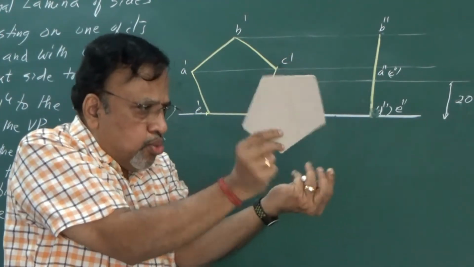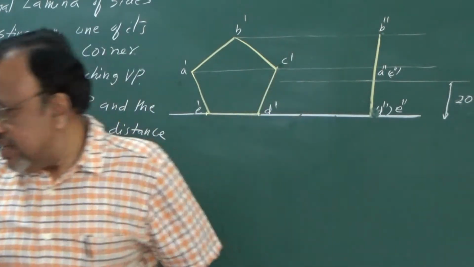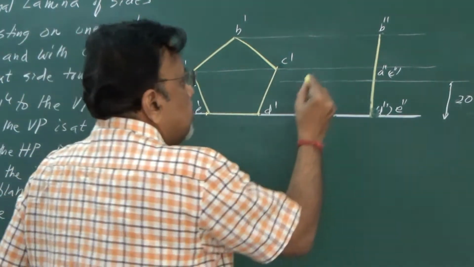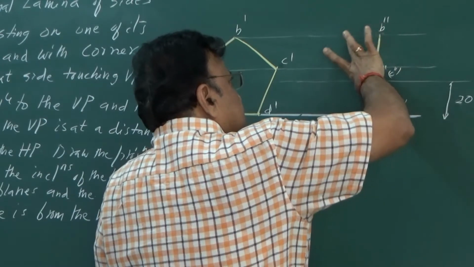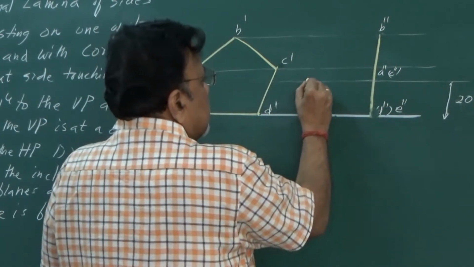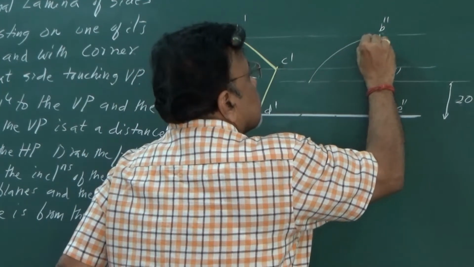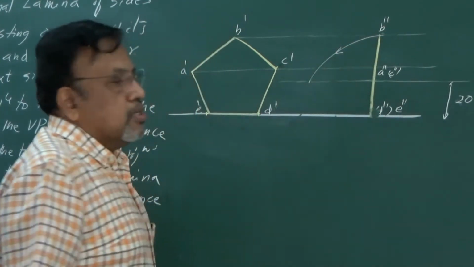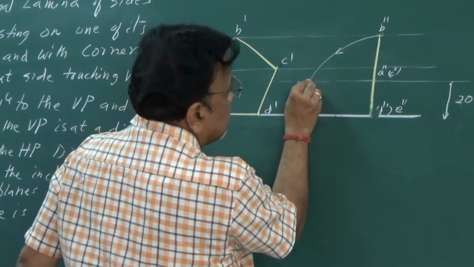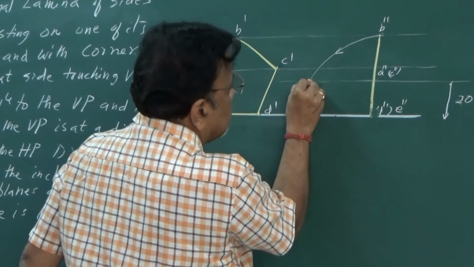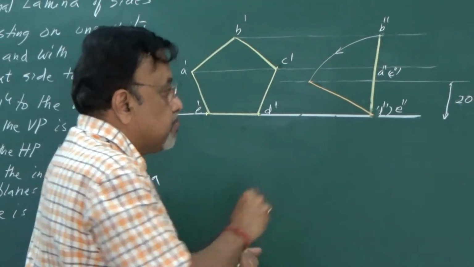So obviously, I need to rotate in this particular direction. I am just rotating in this way, doing it graphically. So let us do that. I will take this length, then this length should be equal to this length. Is it okay? So this is your new position of the lamina.